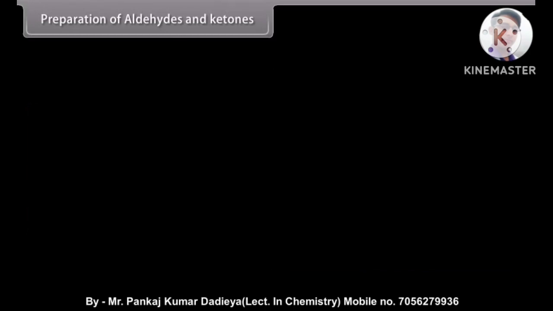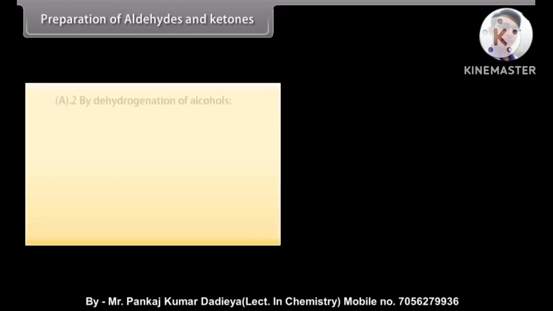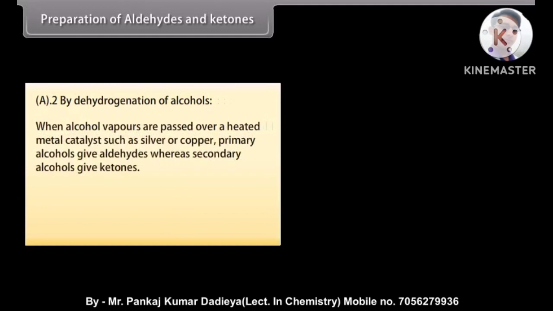Preparation of aldehydes and ketones. By dehydrogenation of alcohols. When alcohol vapors are passed over a heated metal catalyst such as silver or copper, primary alcohols give aldehydes, whereas secondary alcohols give ketones.